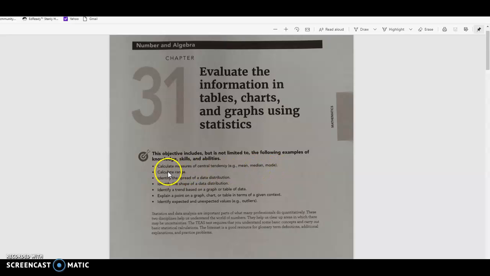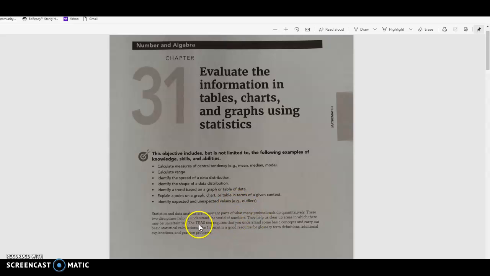be familiar with. You're going to calculate the range. You're going to identify the spread of a data distribution. You're going to identify the shape of a data distribution. You're going to identify a trend based on a graph or table of data. You're going to explain a point on a graph, chart, or table in terms of a given context. You're going to identify expected and unexpected values, which are outliers.